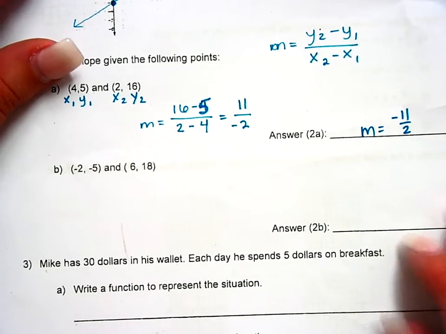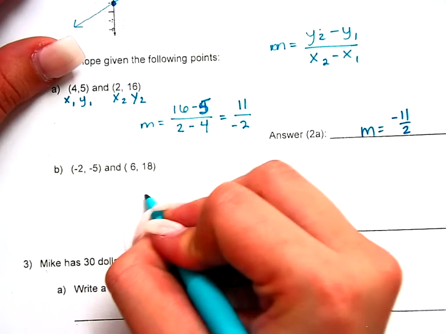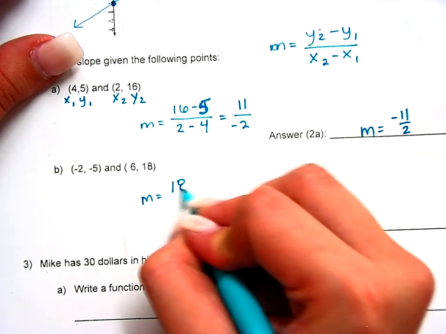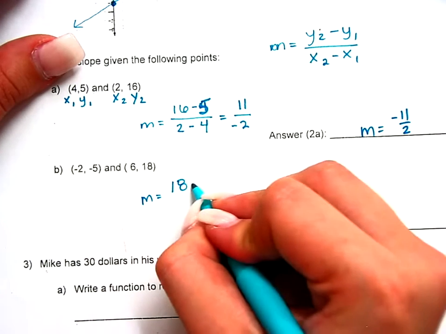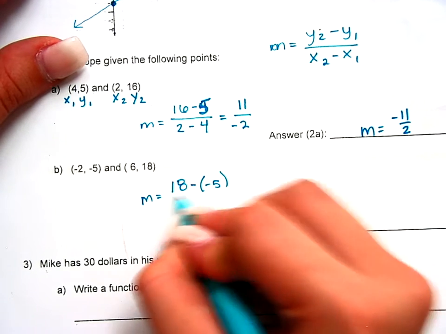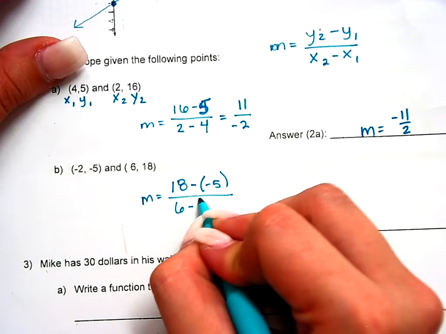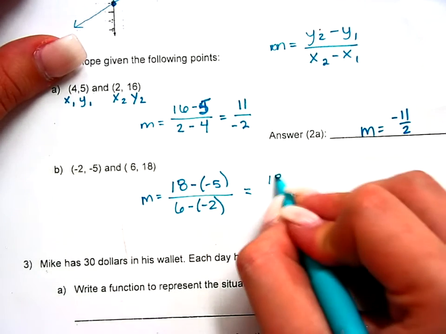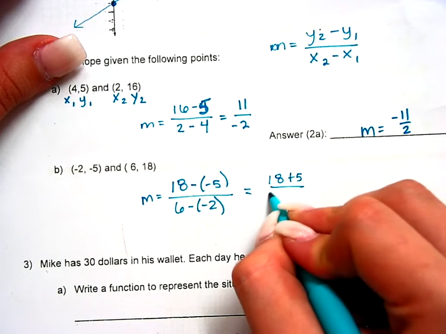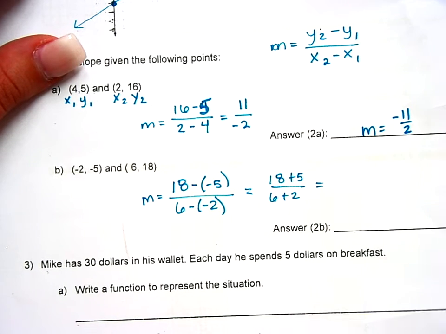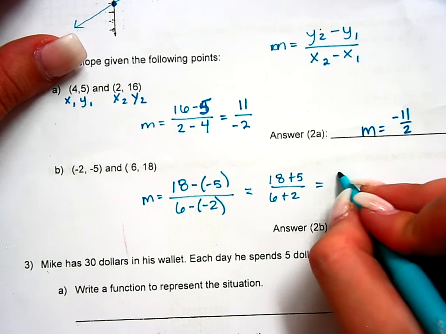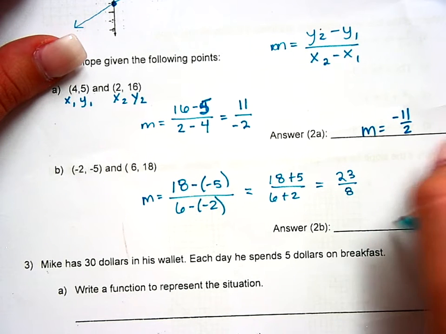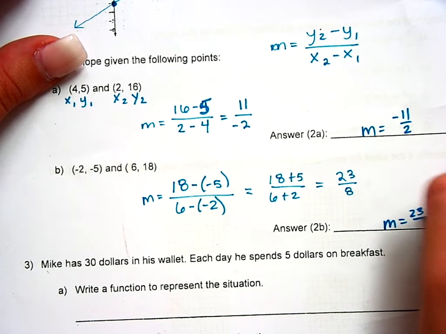All right, and then next one, same steps. Our slope is y2 minus y1. Careful, this is actually going to be addition. So we have 18 minus negative 5, and then 6 minus negative 2, which is really 18 plus 5 over 6 plus 2. So that gives me 23 over 8. That's our slope, 23 over 8.